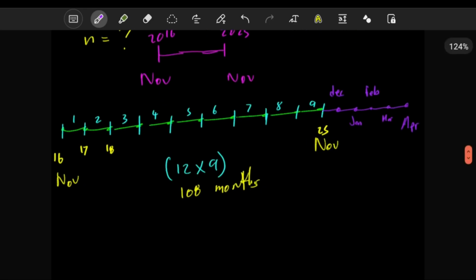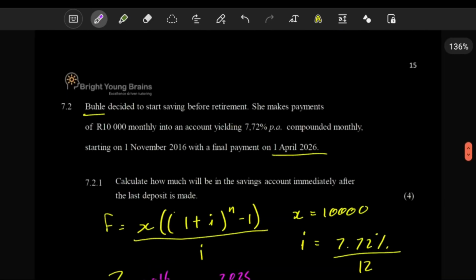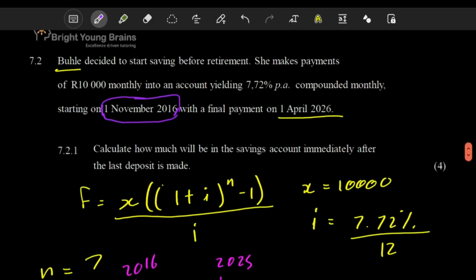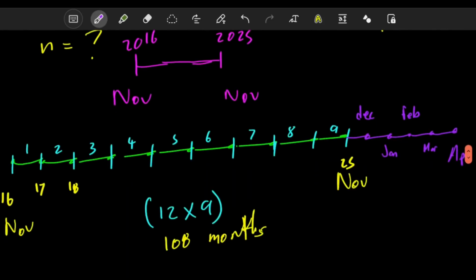Let's read the question again. They said here, Buhle decided to start investing before retirement. She makes payments of 10,000 into an account, yielding 7.72% per annum, compounded monthly, starting on the 1st of November 2016. And then it says her final payment is on the 1st of April 2026. And then it says calculate how much she has in her savings account. So here: November, December, January, Feb, March, April.